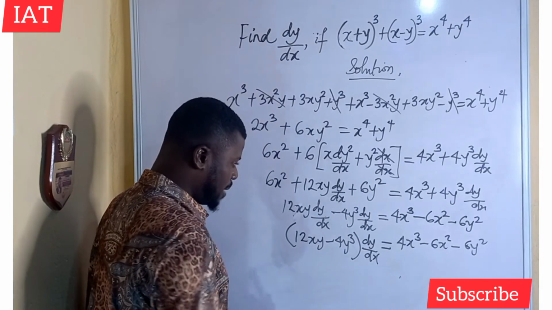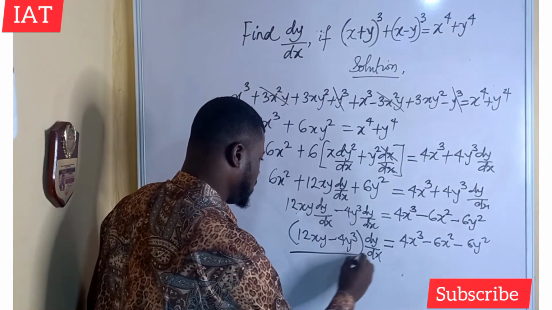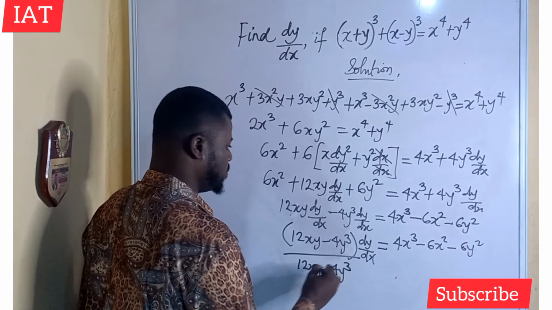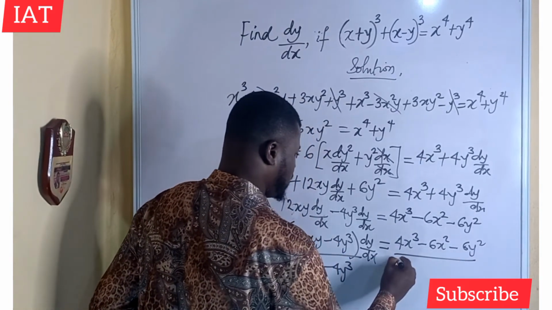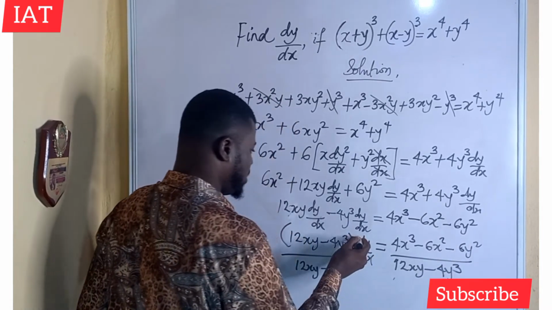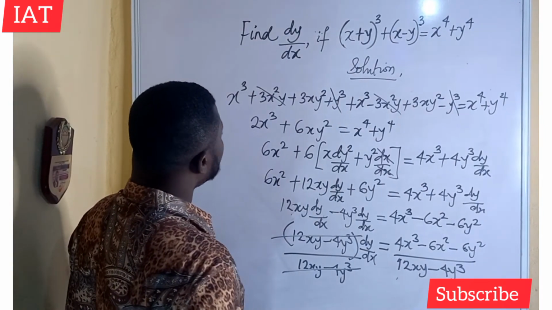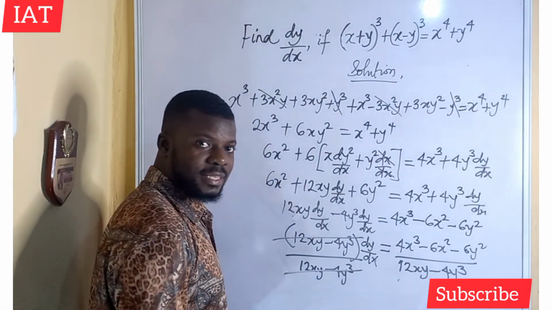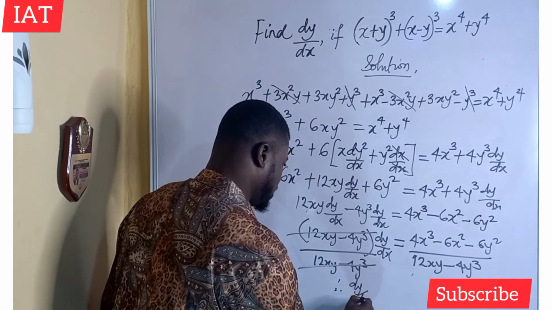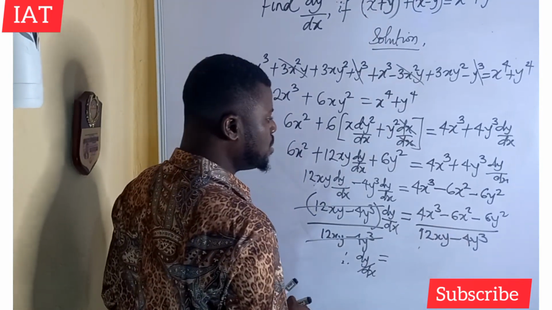So I'll divide both sides by the coefficient of dy over dx. So I'll divide both sides by 12xy minus 4y cubed, so that this can easily cancel out with this. Therefore, dy over dx will be equal to, this is the answer, but I feel we can still divide each of these by 2.